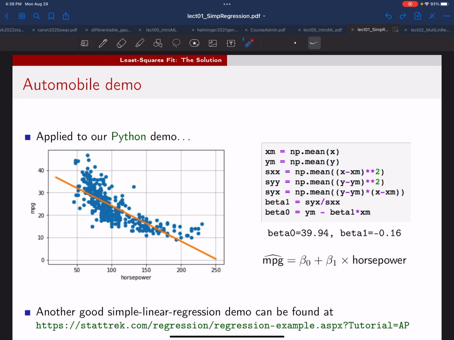It turns out that these numbers are 39.94 minus 0.16, whatever. But what this allows us to do now for our data is to plot our regression line, which you can see does a reasonable job of predicting the miles per gallon from the horsepower, but obviously it's not perfect. Maybe we could do better if we use some sort of model like this, and we're actually going to talk about that in the next unit. But for now, starting super simple, we're just fitting lines.